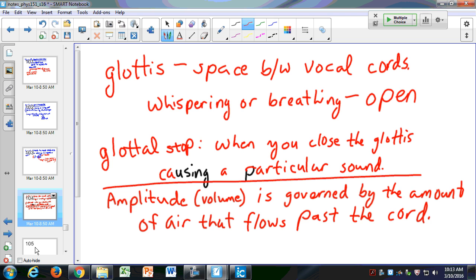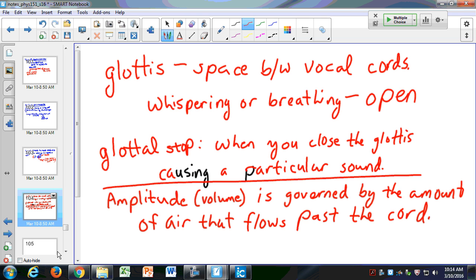Like George Whitefield, he would do that. But anyway, when you're speaking, you have to really use your diaphragm a lot to help force that air up through your vocal cords so that you don't damage them. Instead, you're working with your lungs, forcing that air to produce the volume, and the amount of air that's flowing past your vocal cords.